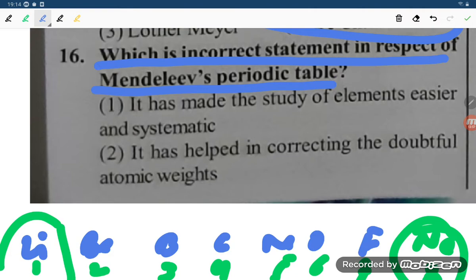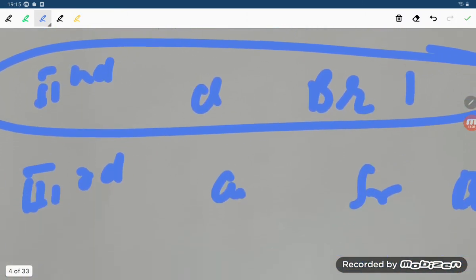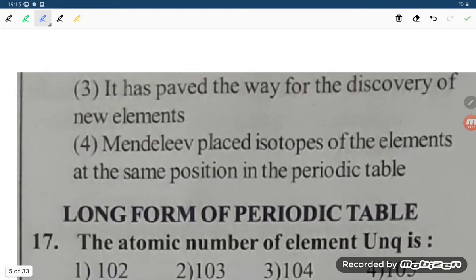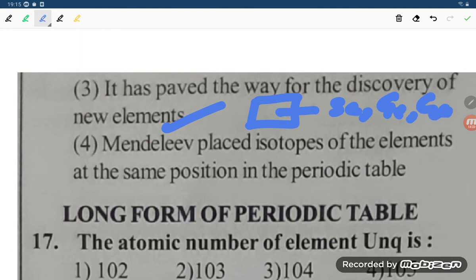According to Mendeleev's periodic table, which is the incorrect statement? It has made the study of elements very good. That is correct. It has helped in correcting the doubtful atomic masses. That is also correct. What is the third point? If you check, it paved the way for the discovery of new elements. That is, he left vacant spaces for scandium, germanium and gallium, which were discovered later.